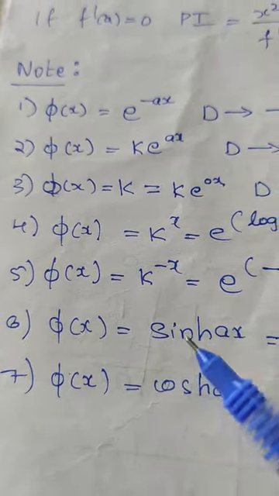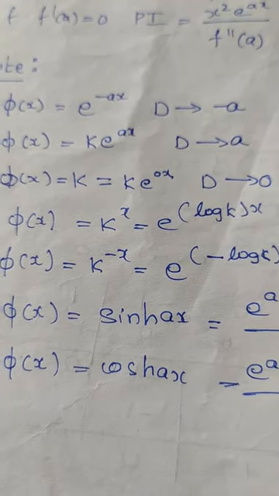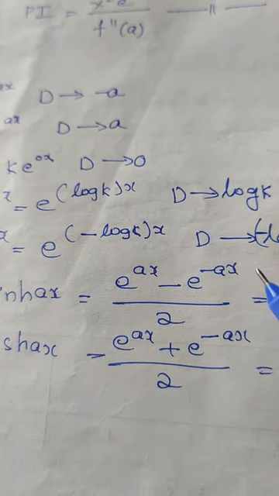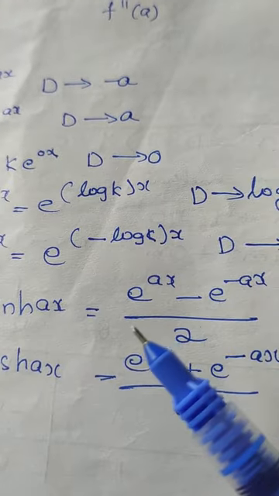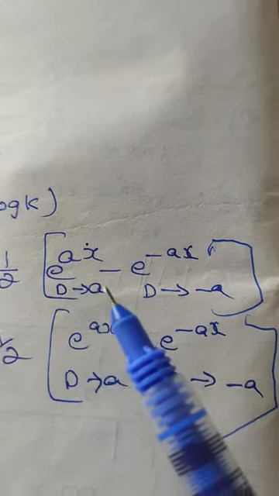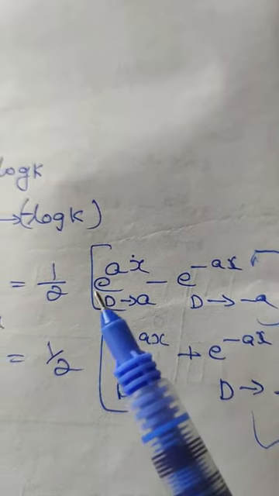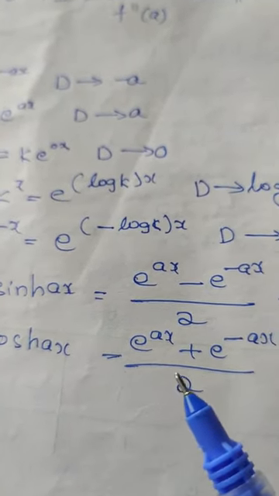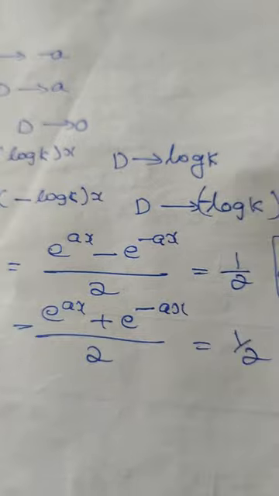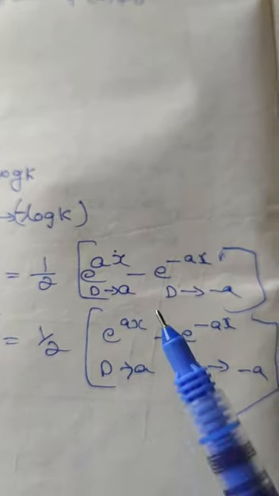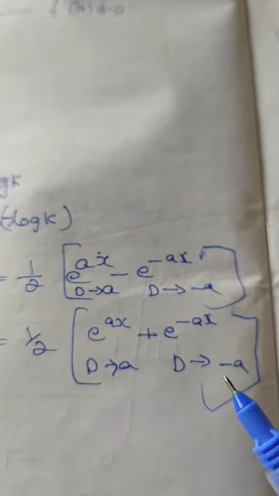Next, if the given functions are hyperbolic functions, sinh ax or cosh ax. See, the hyperbolic functions sinh and cosh are defined in terms of exponential functions. If it is sinh ax, write it as e power ax minus e power minus ax divided by 2. Take 1 by 2 outside the bracket. Then we get e power ax minus e power minus ax. In the first term replace D by a, in the second term replace D by minus a, and simplify. In the case of cosh ax, it is e power ax plus e power minus ax divided by 2. Take 1 by 2 outside the bracket and write it as e power ax plus e power minus ax. Again the same procedure: replace D by a in the first term, D by minus a in the second term.